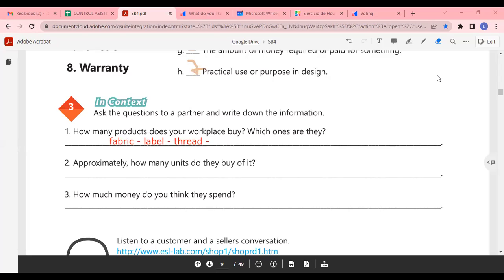Team number 2 would be Rebecca. ¿Con quién trabajaste, Rebecca? I'm sorry. With Kenya. But she has a problem with the internet. Oh, okay. So what do you buy, Kenya? I mean, Rebecca. Rebecca and Kenya, what do you buy in your workplace? In her case, cheese, boxes, safety equipment. In my case, paper, ink, pencil, pillow, pen.